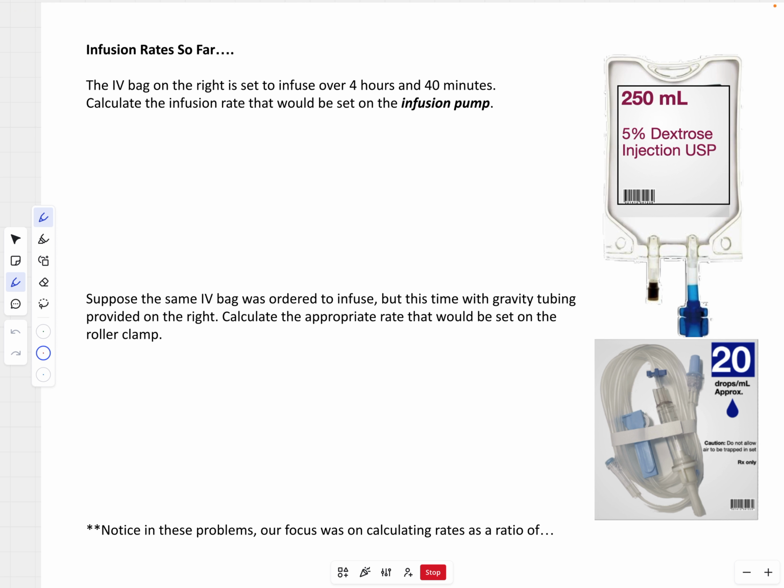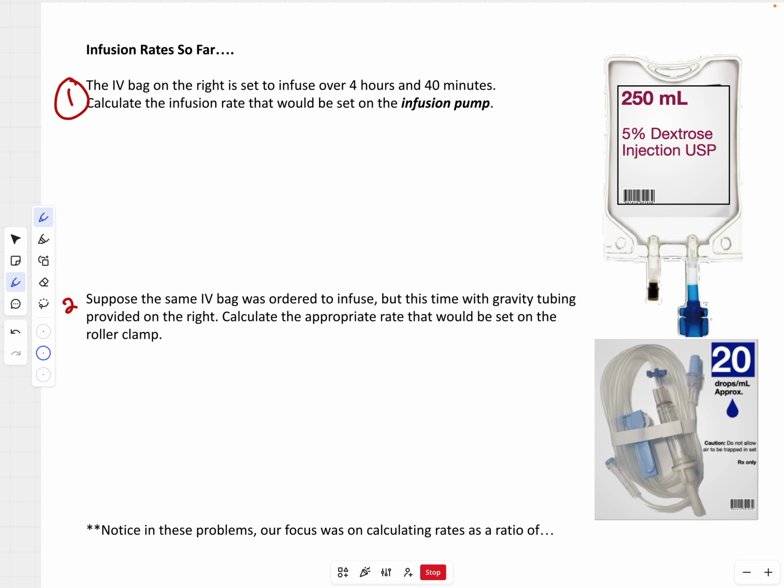Okay, so in this first video, we want to do a quick review of infusion rates that we've seen thus far, and then we're going to compare that to the types of situations that we are going to see moving forward with infusions, specifically the ones where we need to consider the strength of the IV bag that we're using and the medication that's in that IV bag.